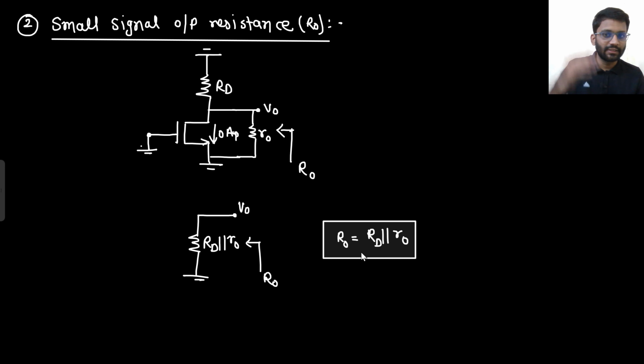What was the output resistance? RD parallel R0. You don't need to mug it up. Simply remember, input is applied at gate. If input is applied at gate, VGS is shorted, so there is no current in the MOS. So only RD parallel R0 will come.